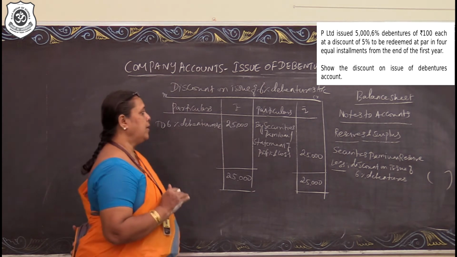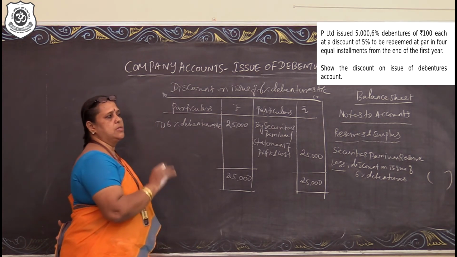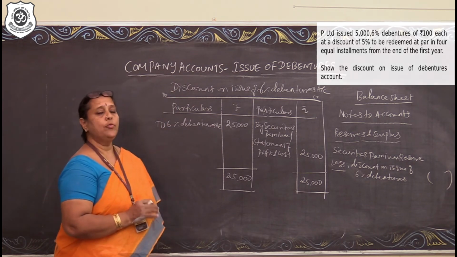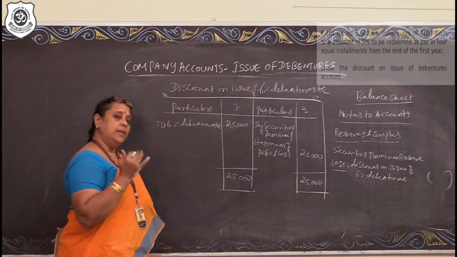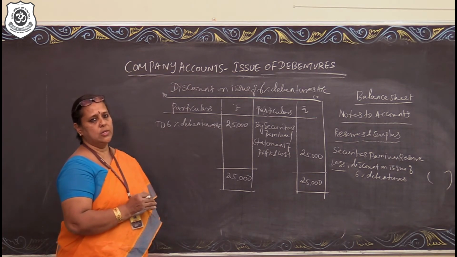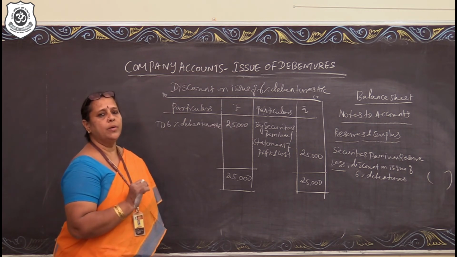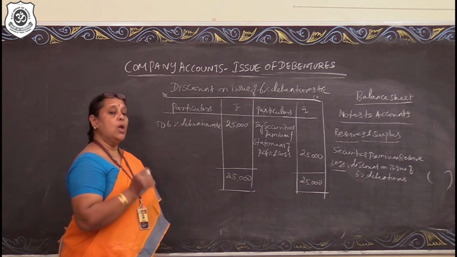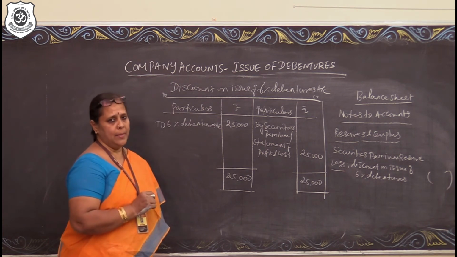This is how we will treat discount on issue of debentures in the balance sheet, and this is how we will prepare discount on issue of debentures account. In the next question, still advanced, along with discount on issue of debentures, we will have premium on redemption of debentures also. So the title will be loss on issue of debentures account.